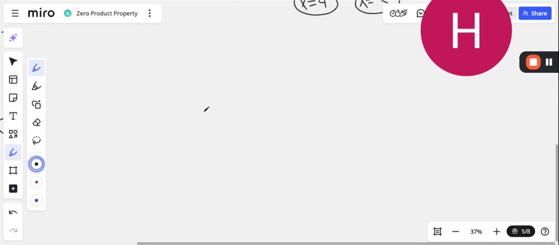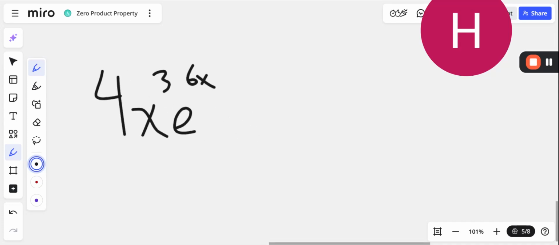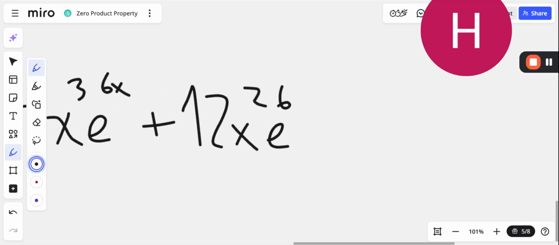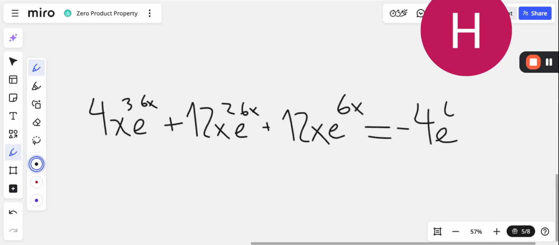Let's do a very, very involved example here. We're going to have 4x cubed e to the 6x. Yeah, we're going there. Plus 12x squared e to the 6x, plus 12x e to the 6x, is equal to negative 4 e to the 6x.